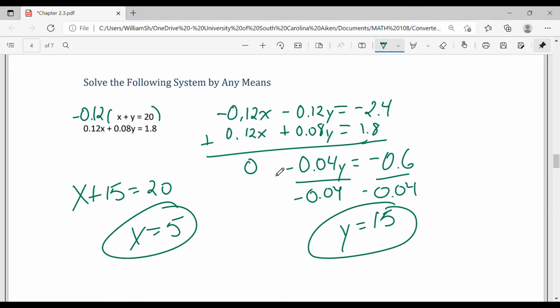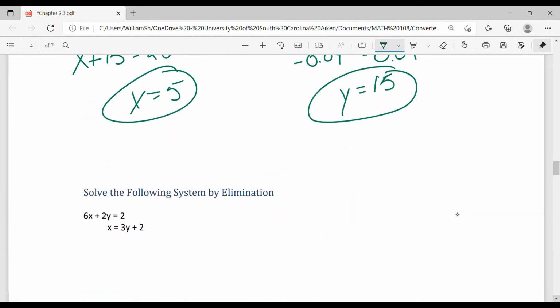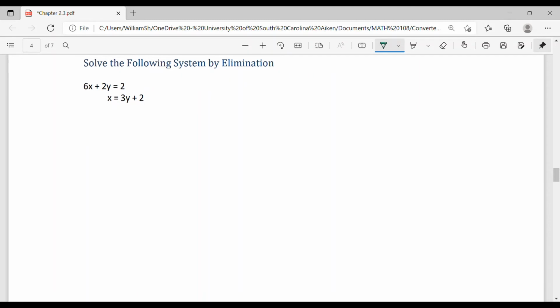Now, if you would rather do substitution there, by all means, be my guest and use substitution. If you prefer that method, that's perfectly fine. Now, this one says solve the following system by elimination. Oh, Lord. Now, why, Mr. Shikes, would you set it up as a substitution and then make us solve it by elimination? Because I want to show you something.